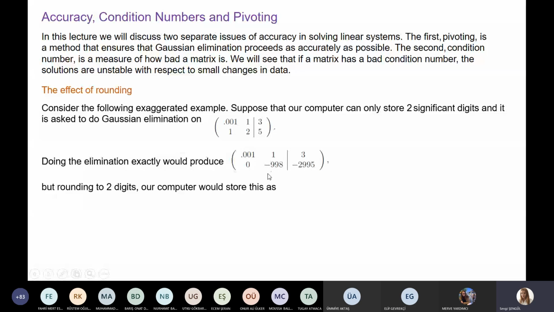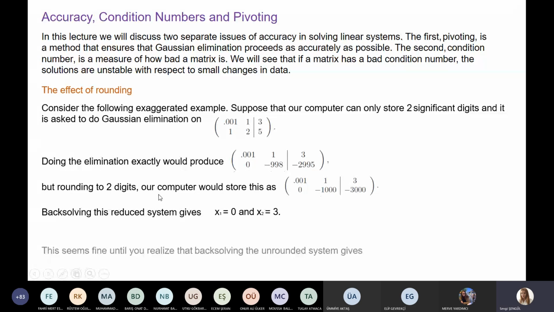But since the computer is going to round to 2 digits, it would store this matrix as 1, negative 1003, negative 3000. And you can see that these are very close numbers. So what? If the back substitution is done, it will give you the result: x2 will be 3. If x2 is 3, x1 will be 0, right? This will be the solution.